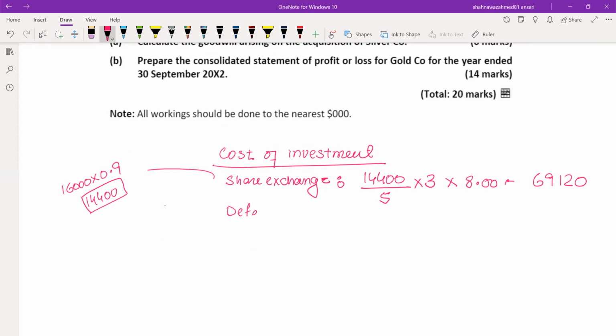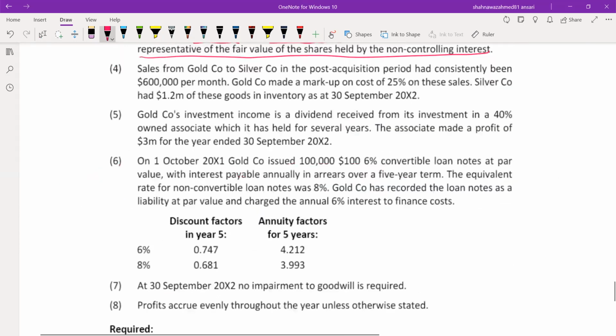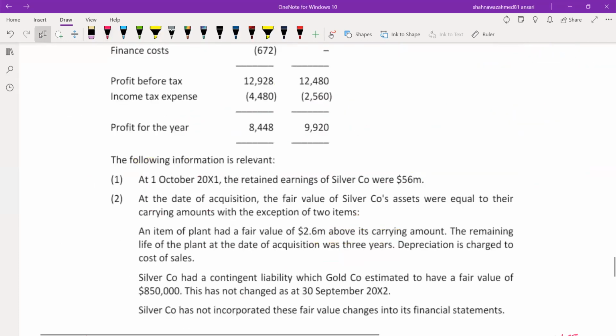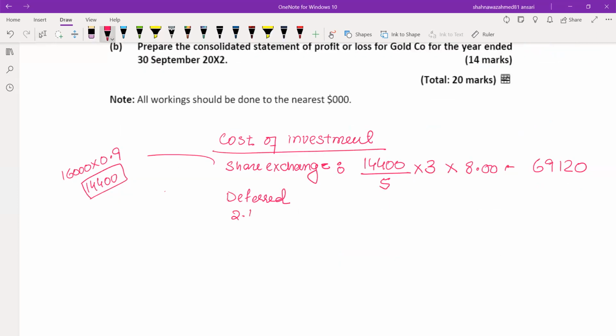Now, the next one is deferred consideration, and we have to pay 2.42 per acquired share. And how many shares have we acquired? We have acquired 14,400 shares. We need to find out the PV of that, so the discount factor is 0.909. So 2.42 into 14,400 multiplied by 0.909 is 31,678. So this is the total cost of investment. It's 100,800. This is the cost of investment.